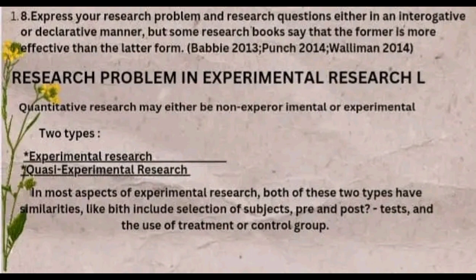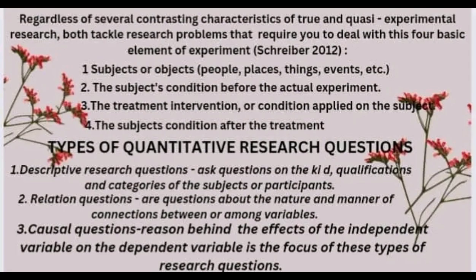Among these three key aspects of experimental research, randomized selection is its leading characteristic, so that in the absence of random selection of participants, it is a quasi-experimental or semi-experimental research, in which the selection process takes place not by chance but by the experimenter's purpose or decisions. Regardless of several contrasting characteristics of true and quasi-experimental research, both tackle research problems that require you to deal with these four basic elements of experiment.